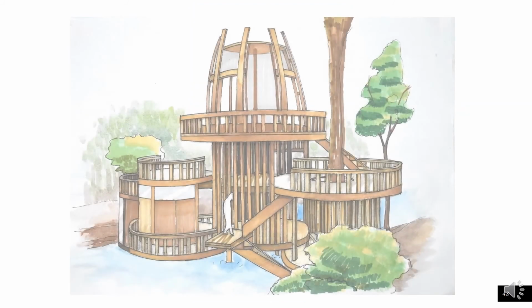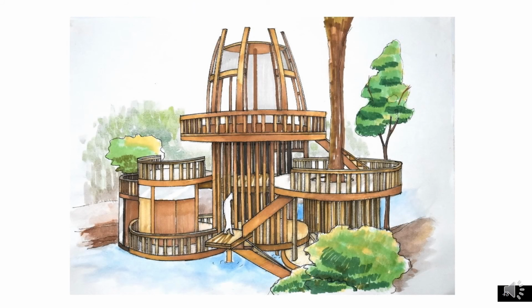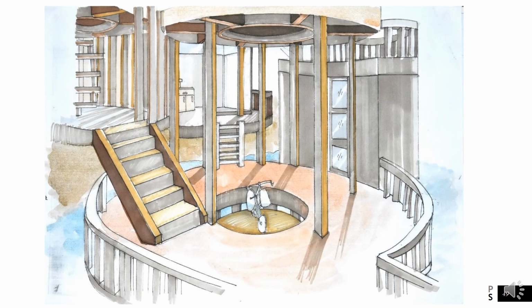And this is my exterior perspective. As you can see, the tree is in the middle of the balcony. And this is my interior perspective. The middle of the hole actually has a platform to let the bike be put on it, using the pressure of the water to exercise his muscles.